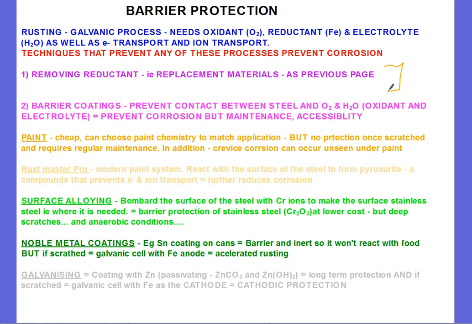Rustmaster Pro, though, is a modern paint. It's a complex chemical system. It's designed to react with the surface of steel, producing a chemical layer which doesn't allow ion transport or electron transport, and therefore is very good at preventing rusting.